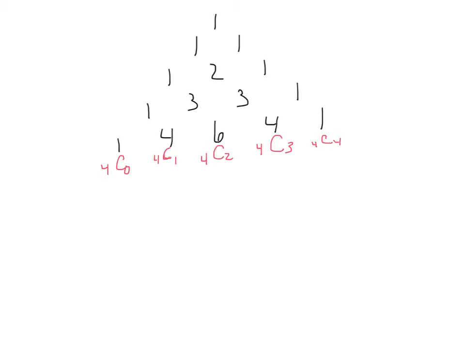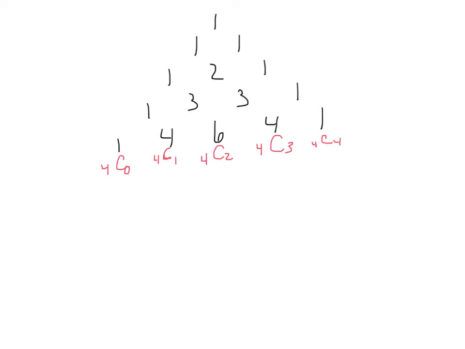If you were to put these combinations into your calculator, each of these would actually match up. Combination of 4 things 1 at a time is 4. Combination of 4 things 2 at a time is 6. Combination of 4 things 3 at a time is 4, etc., etc.